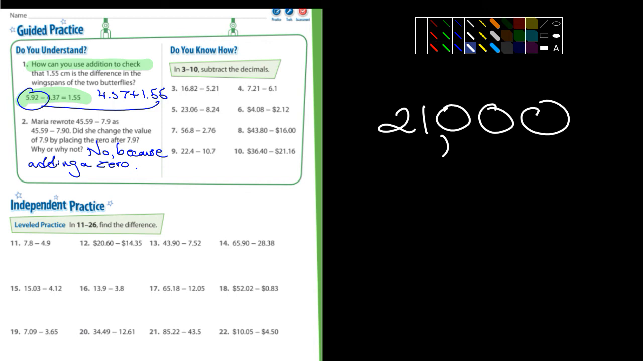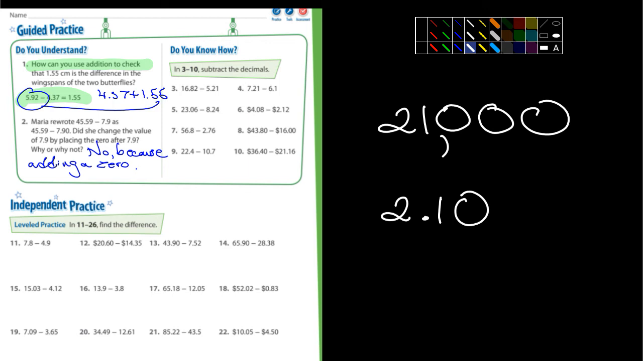But what if I had a number 2.1 and I added a 0? Does it change its value? No. What's the difference? Yeah. One's a number and the other one's a decimal.